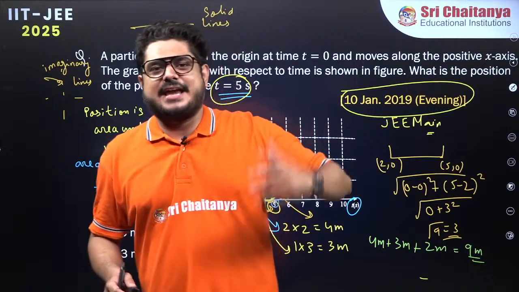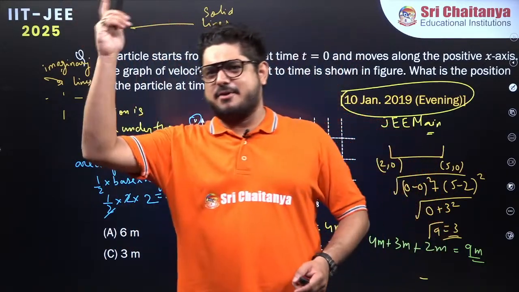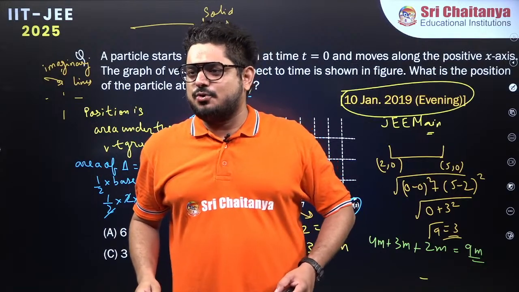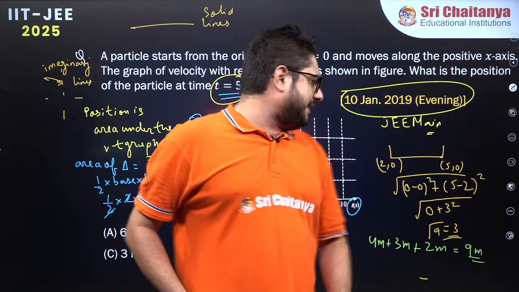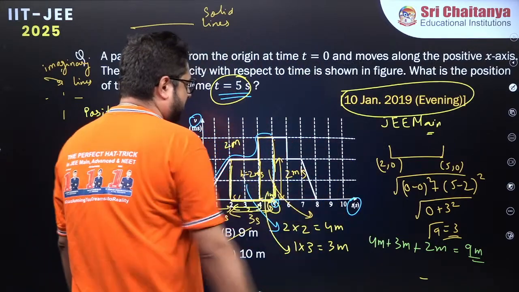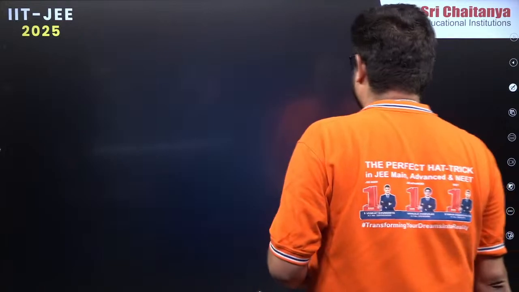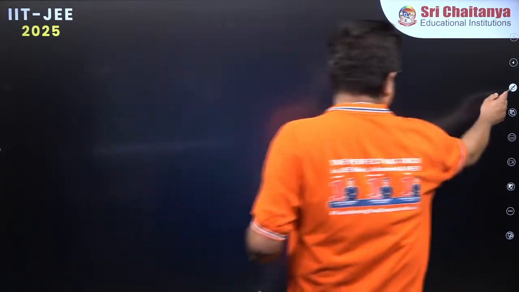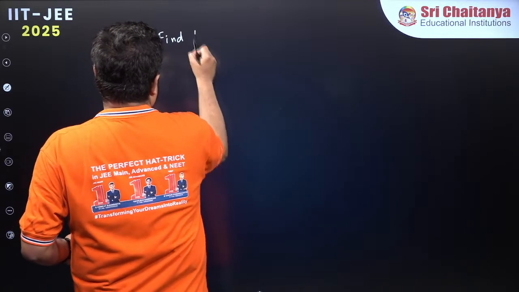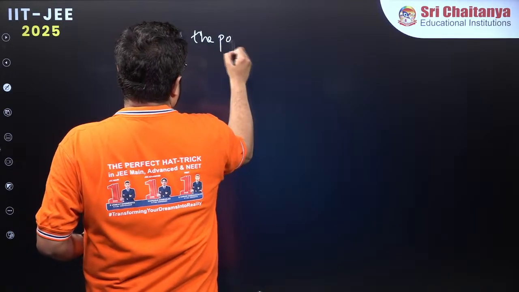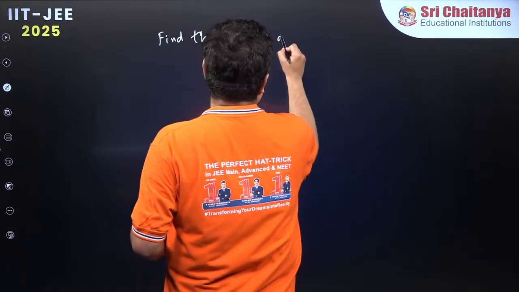Okay, fine. So now, from this question itself, I will try to check your understanding about this question. Okay Harsha, pay attention. Can you find the position of the particle at t is equal to 8 seconds? Find the position at t is equal to 8 seconds.